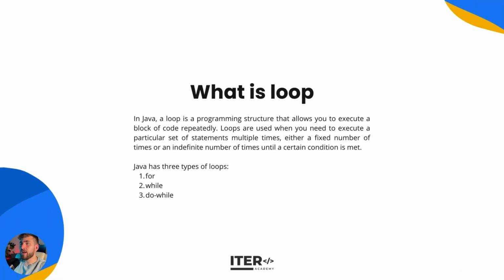In Java, a loop is a programming structure that allows you to execute a block of code repeatedly. Loops are used when you need to execute a particular set of statements multiple times, either a fixed number of times or an indefinite number of times, until a certain condition is met. Java has three types of loops: the for loop, the while loop, and the do-while loop.